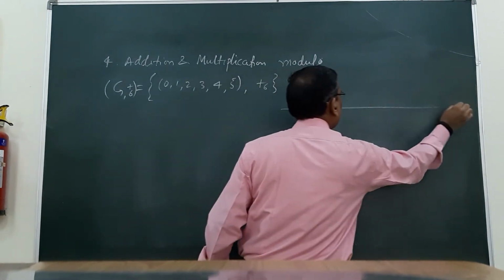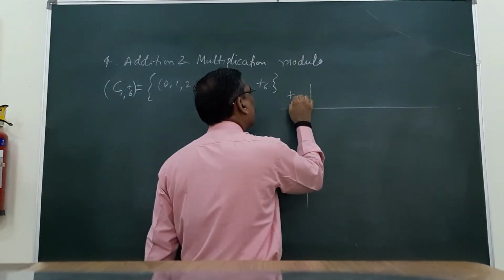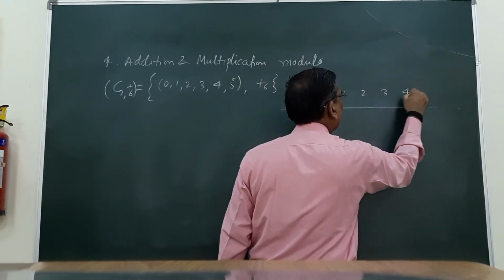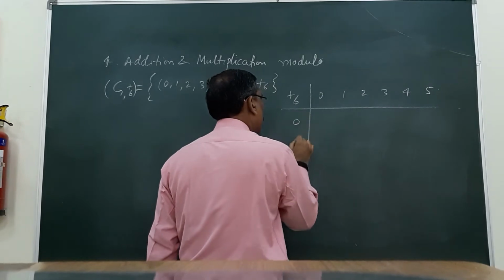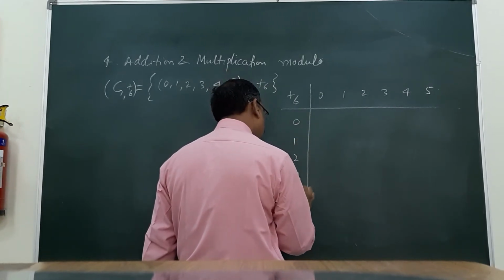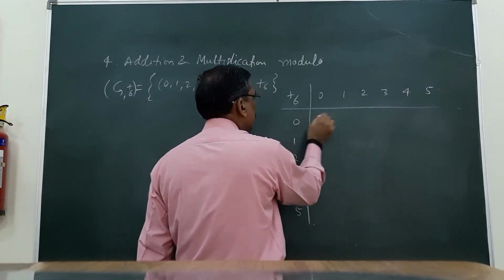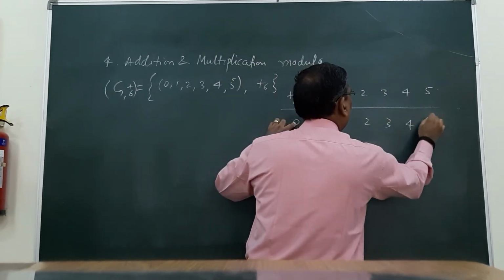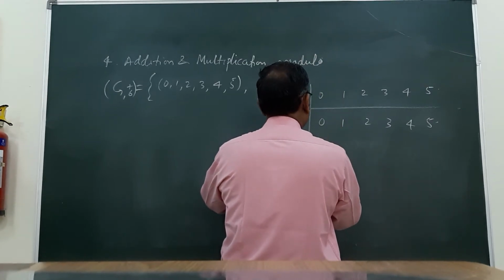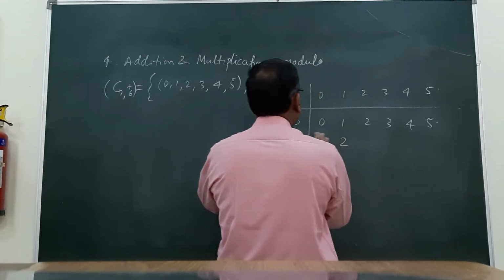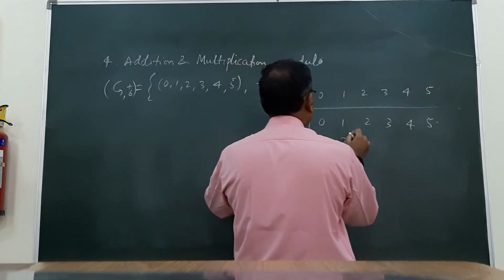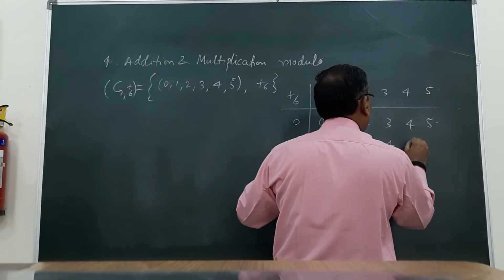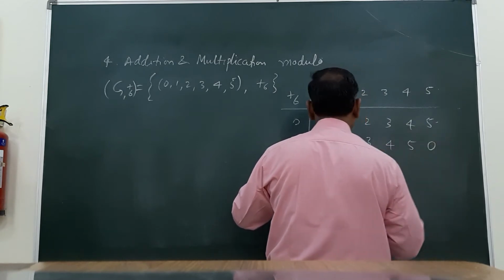we can see by constructing the table as 0, 1, 2, 3, 4, 5 and 0, 1, 2, 3, 4, 5. 0 plus 0 is 0, 0 plus 1 is 1, 2, 3, 4, 5. 1 plus 0 is 1, 1 plus 1 is 2, 1 plus 2 is 3, 4, 5 and 6, which is 0.